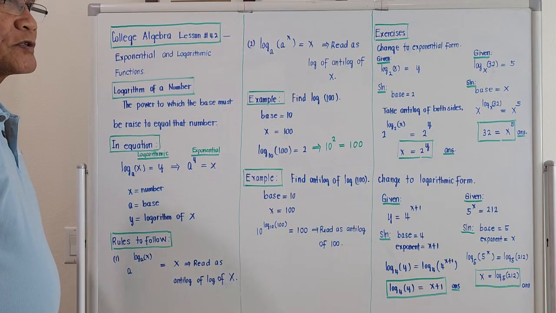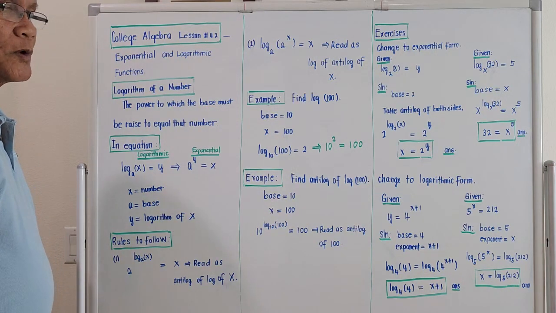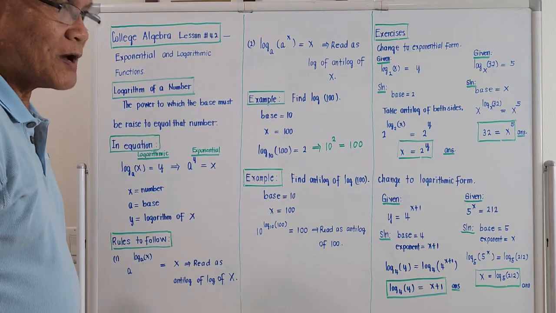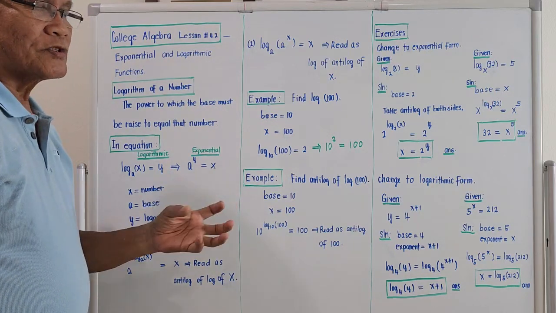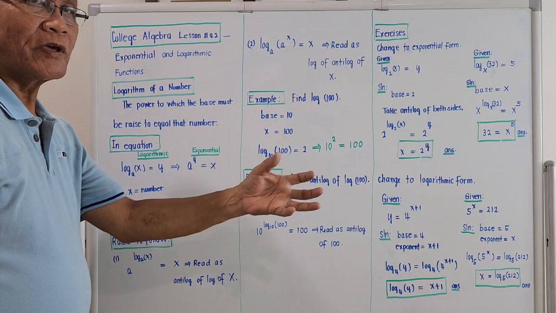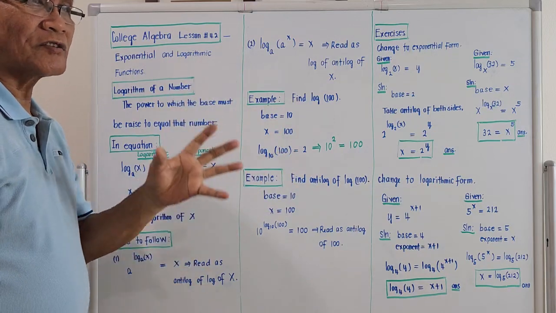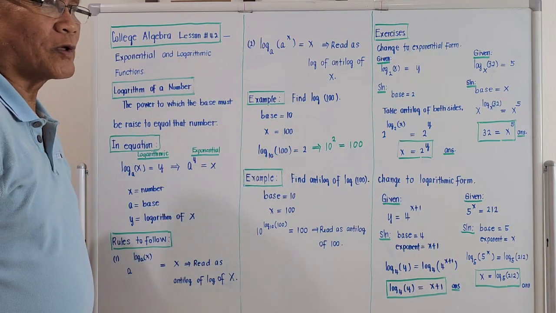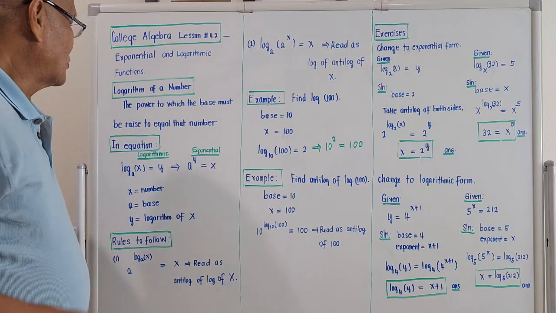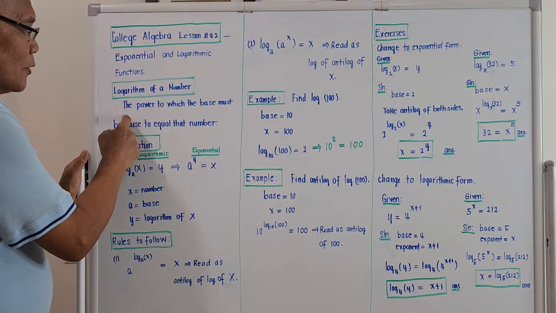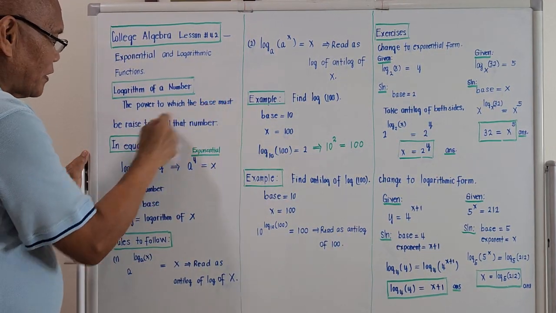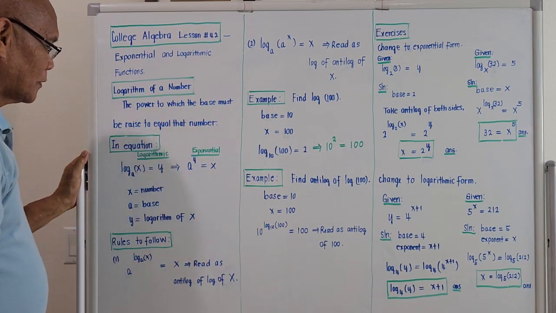The simplest form of a definition of logarithm is that it is the power to which the base of the logarithm must be raised to equal that number. That's the simplest definition of logarithm. So I place it here: the power to which the base must be raised to equal that number.